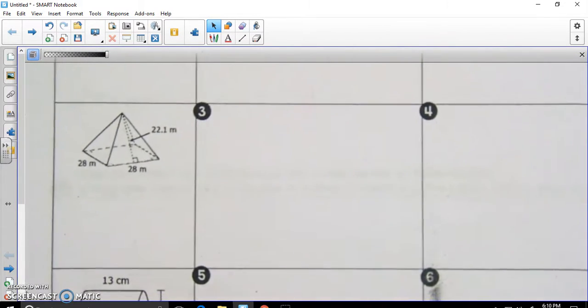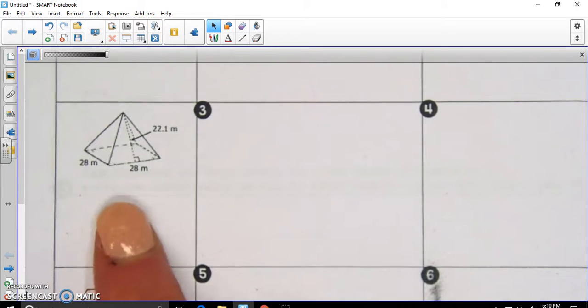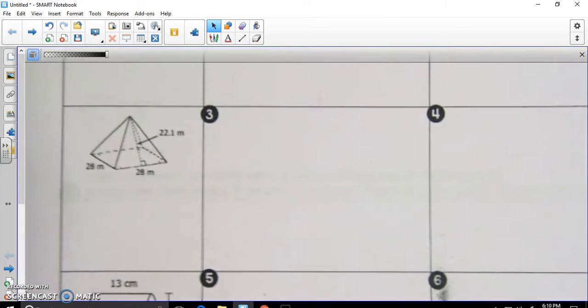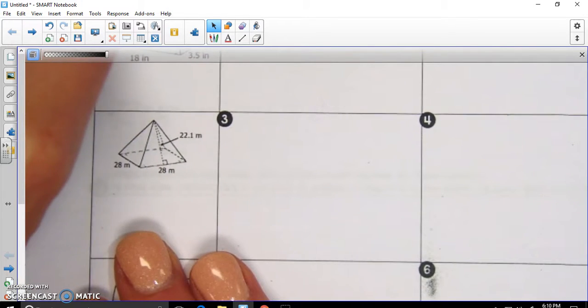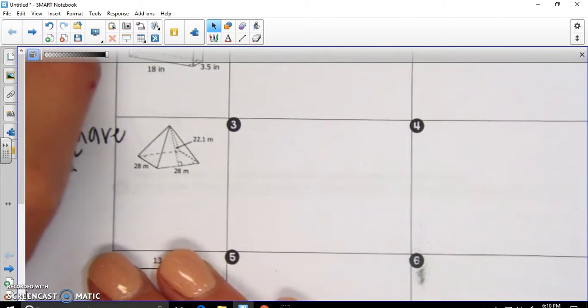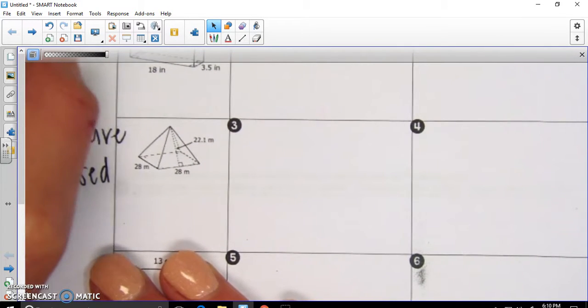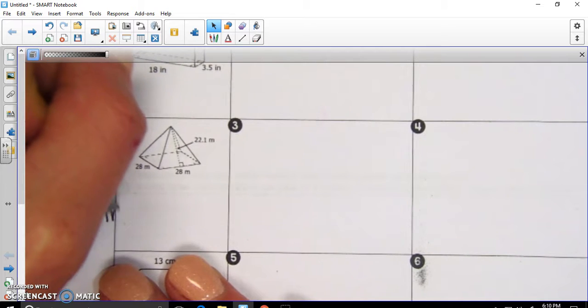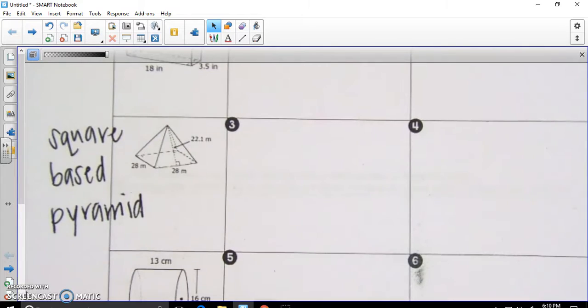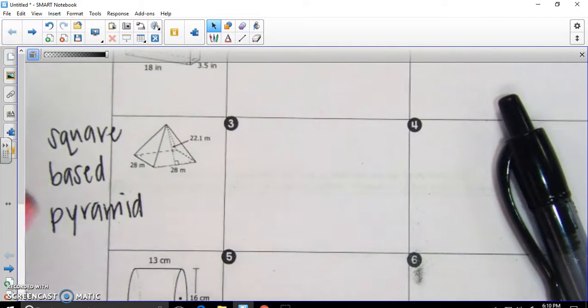So we're going to look at the second one, which is a square-based pyramid. All right, so in case we were not sure what it is, it's a square-based pyramid. Now, there's a reason why I'm calling it a square-based pyramid and not just a pyramid, and it all has to do with the base.